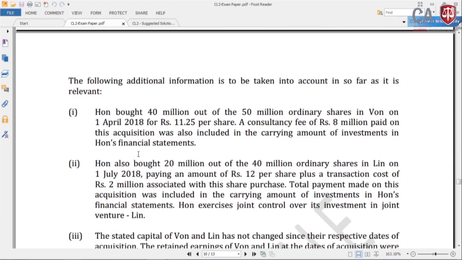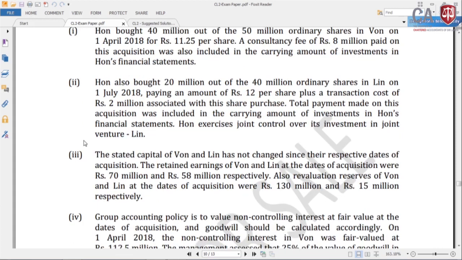The following additional information is to be taken into account insofar as it is relevant. Hon bought 40 million out of the 50 million ordinary shares in Won on 1st April 18 for rupees 11.25 per share. A consultancy fee of 8 million rupees paid on this acquisition was also included in the carrying amount of investments in Hon's financial statements.